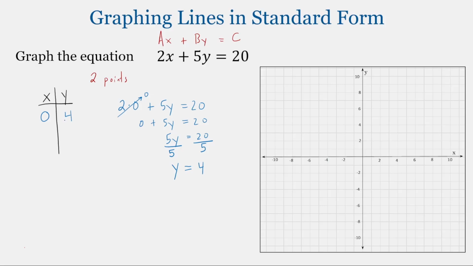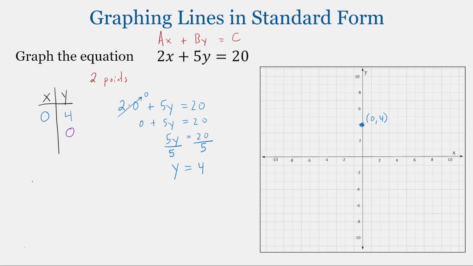So let's graph that point. Starting at the origin, we're not going to move to the right or left because our x value is 0. And we're going to go up to 4 on the y-axis. So in this case, we have found the y-intercept. And that is the ordered pair 0, 4. So now let's try another point. In this case, instead of setting x equal to 0, we're going to set y equal to 0.